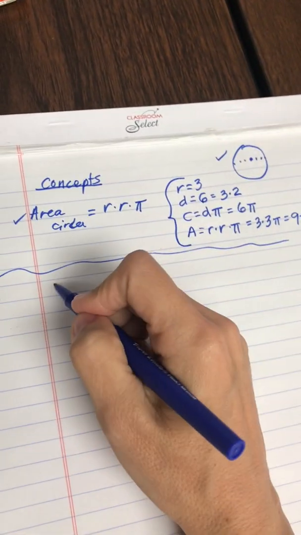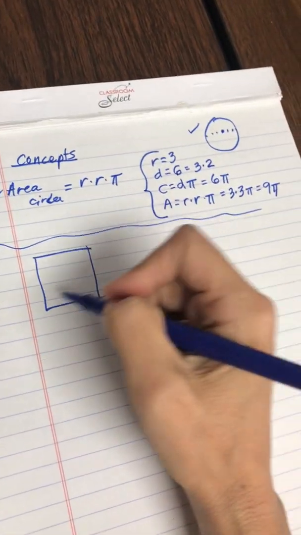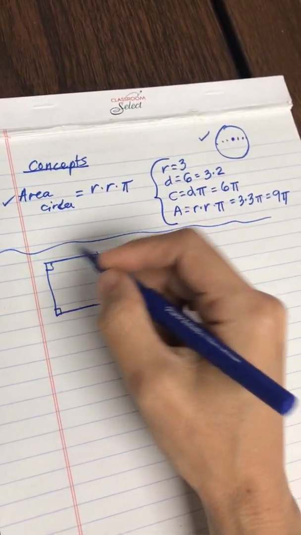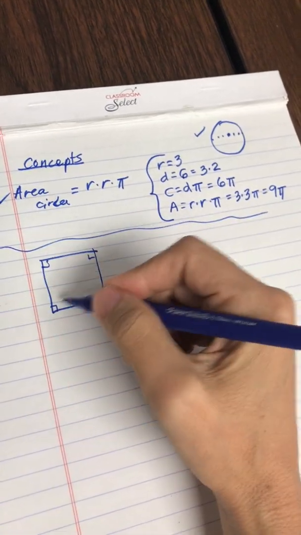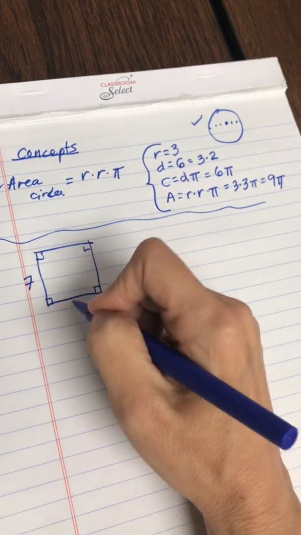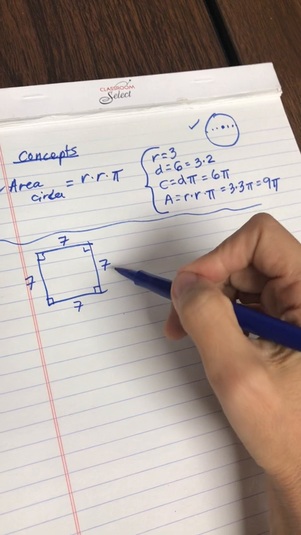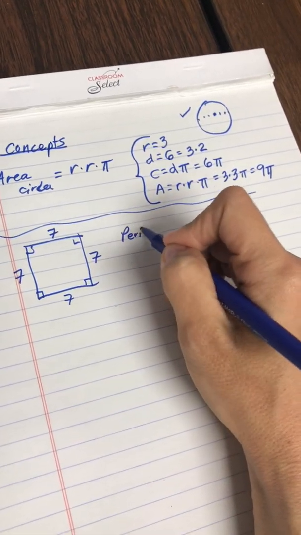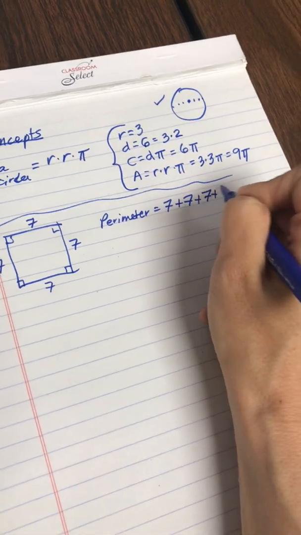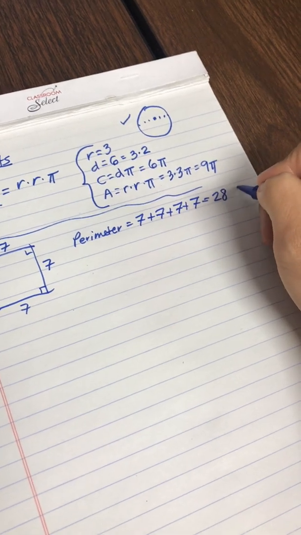Okay? The other concept is a square. Now, a square has a couple very special features. It's got all right angles. I really don't need to know all of the sides, just one side. So if this was a length of 7, then that's a length of 7, that's a length of 7, that's a length of 7. The perimeter is 7 and 7 and 7 and 7. So technically it would be 4 times 7, 28 if those were feet.